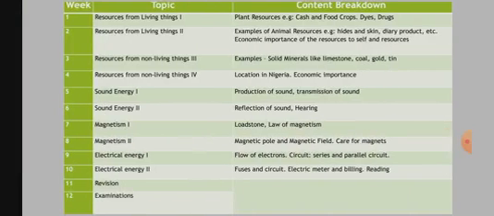Let's begin with our scheme of work for this term. For week 1 and 2, we have resources from living things 1 and 2. For week 3 and 4, we have resources from non-living things 3 and 4. For week 5 and 6, we have sound energy 1 and 2. For week 7 and 8, we have magnetism 1 and 2. And for week 9 and 10, we have electrical energy 1 and 2. The essence of the scheme of work is to prepare you ahead of the class.